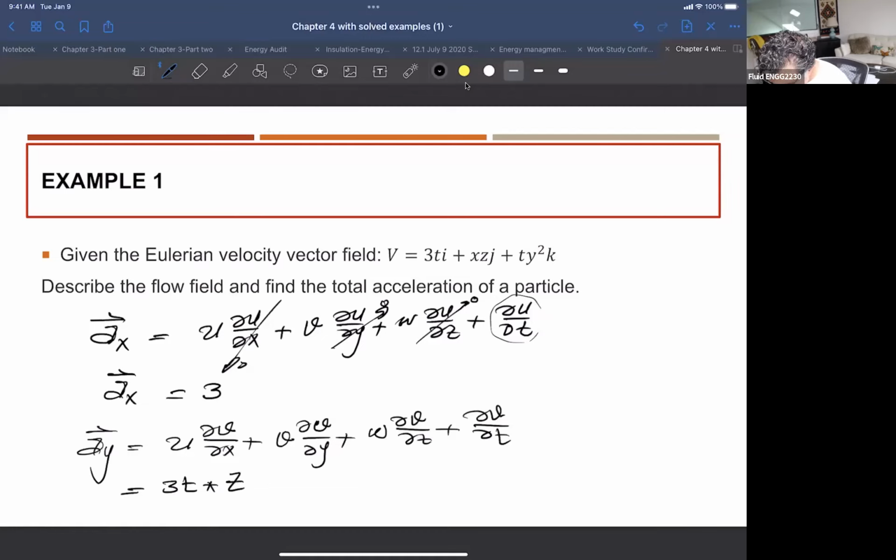Dv by dy: v is not a function of y, that means it's going to be 0, okay? Plus w is t y square times dv by dz, so dv by dz is x. Plus dv by dt, which is 0, because v is not a function of t. So this is your ay vector.